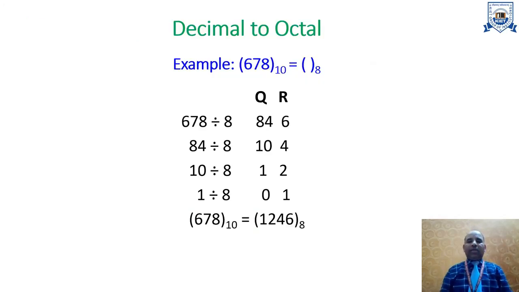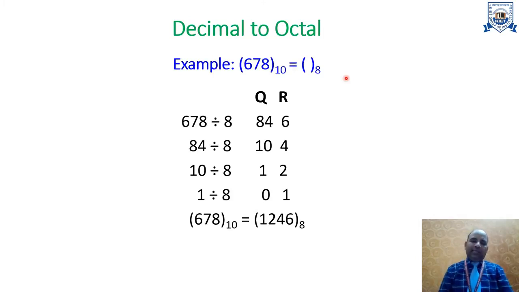Now we move on to the next slide, which shows an example of how we can convert a number in the decimal system to a number in the octal system. Friends, again we will try to understand this conversion with the help of a very good example. It is 678 in base 10, and we want this number converted into base 8.